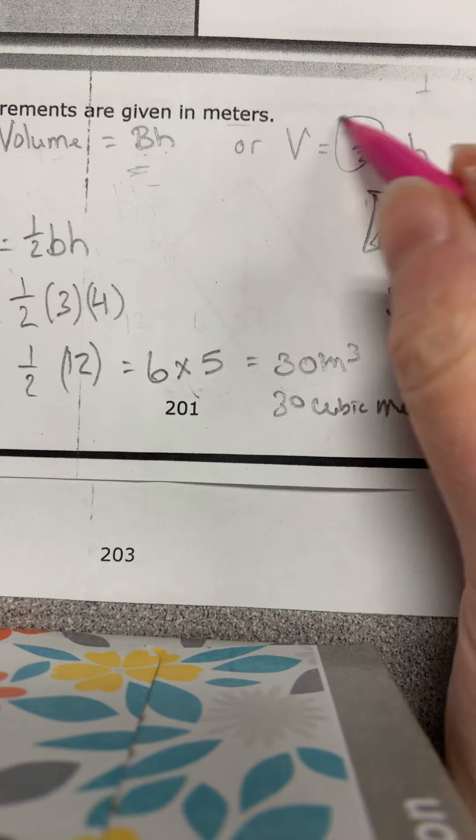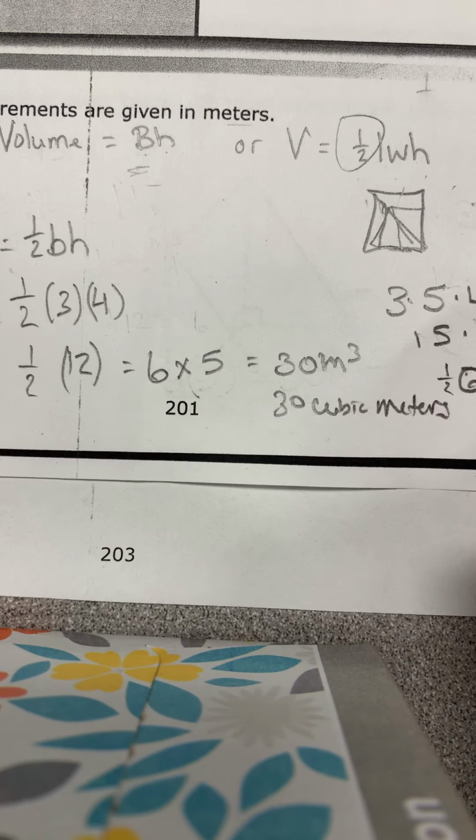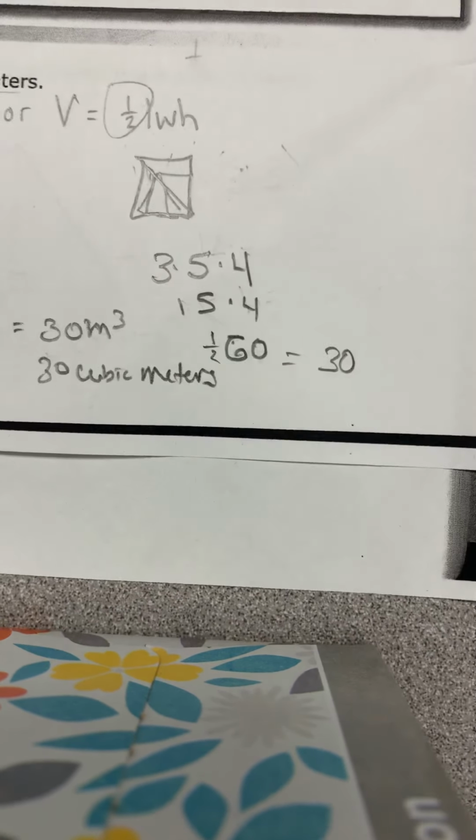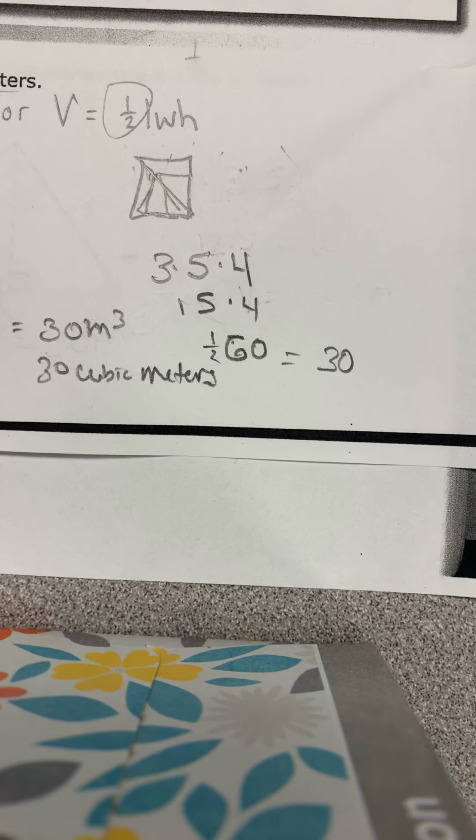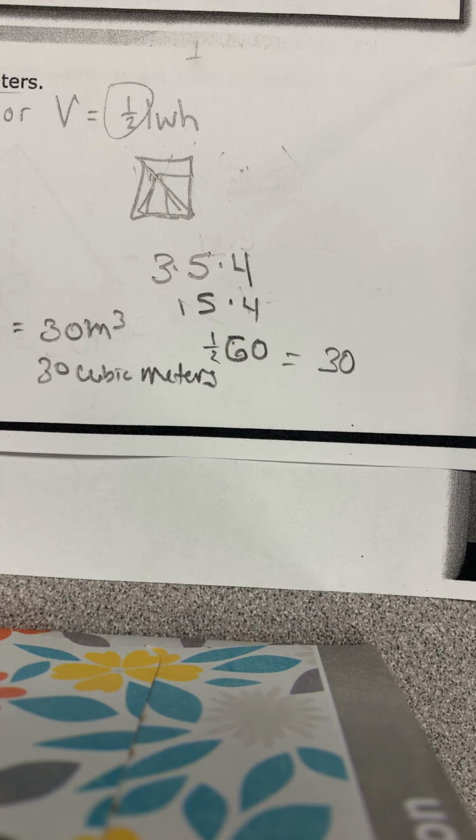And then you got to take your half. Half of 60 equals 30. Okay, so it's the same thing. You're just doing it 2 different ways, all right? So that's the first page. I can go ahead and walk you through a couple on the chart. I don't have the second page printed out.